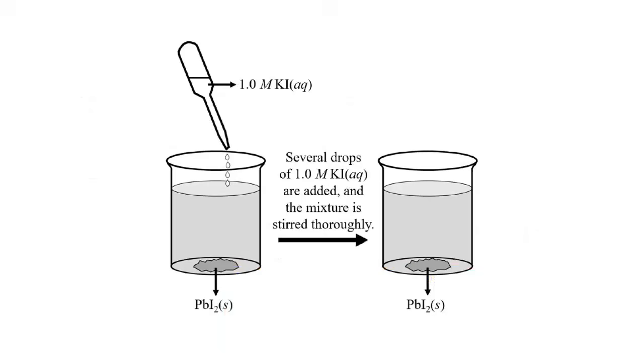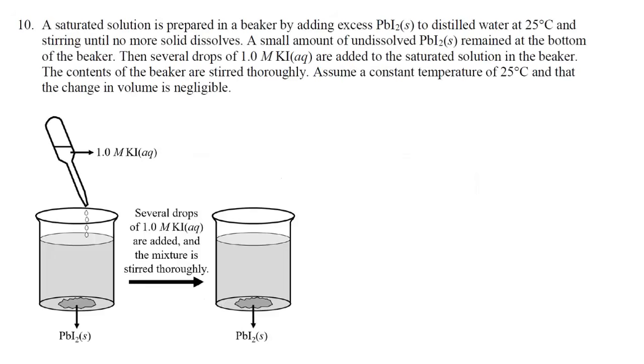Now let's take a look at question 10 in your packet. So we are given a diagram involving a dropper pipette in which a 1.0 molar solution of potassium iodide is added to a saturated solution of lead iodide. So here's the information in question 10.